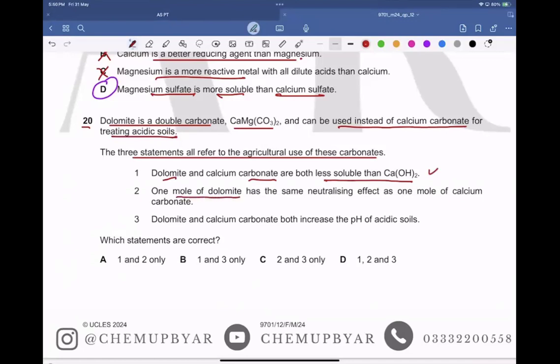1 mole of dolomite has the same neutralizing effect as 1 mole of calcium carbonate.